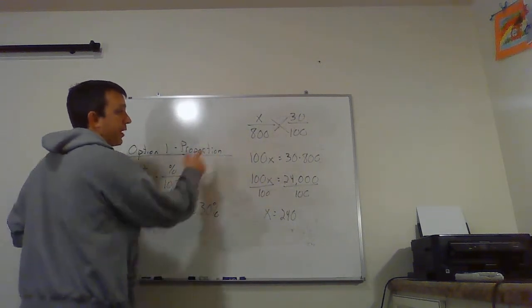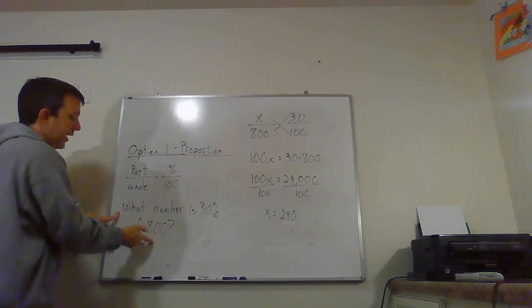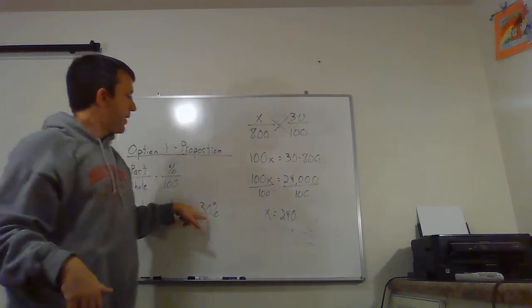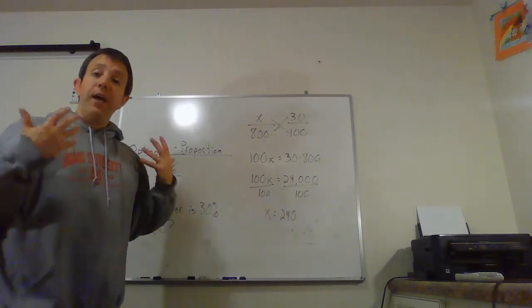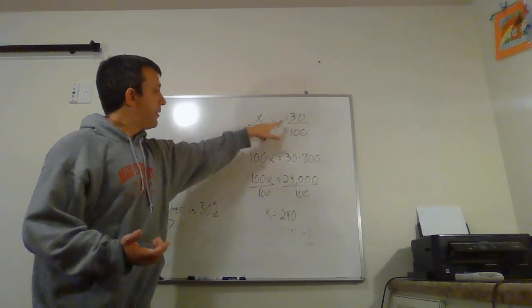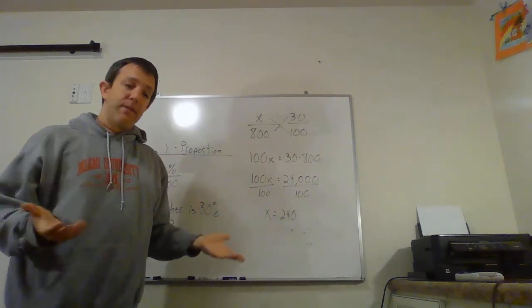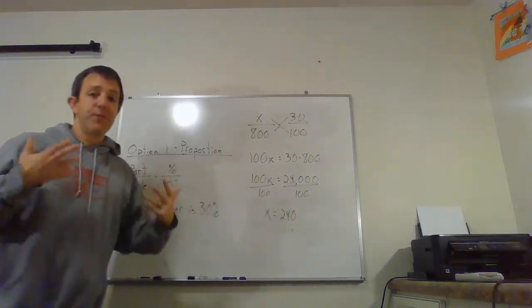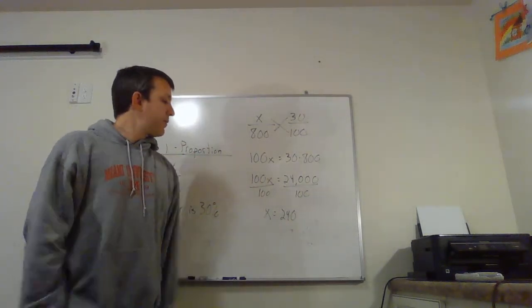Since the what number is the unknown, and that was our part, I put that on top. The whole, the 800, goes on the bottom. And then I take my 30%, put 30 over 100. That's a proportion. I cross multiply. X times 100 is 100x. Here you can see I have 30 times 800, which ends up being 24,000. Just divide both sides by 100. This is basic solving. We're just solving a proportion at this point, and we end up with 240.